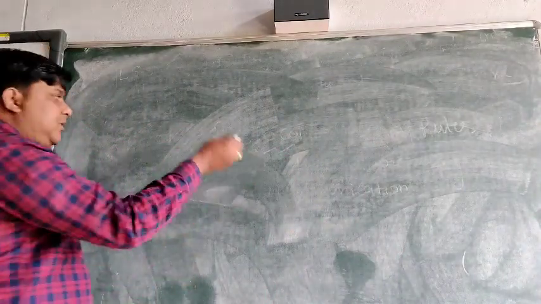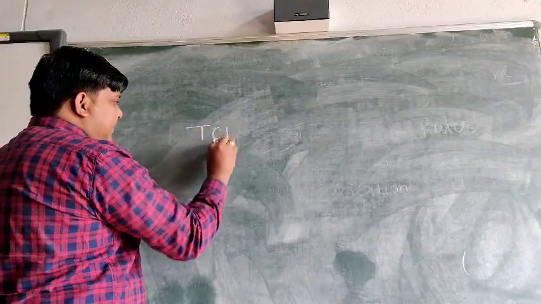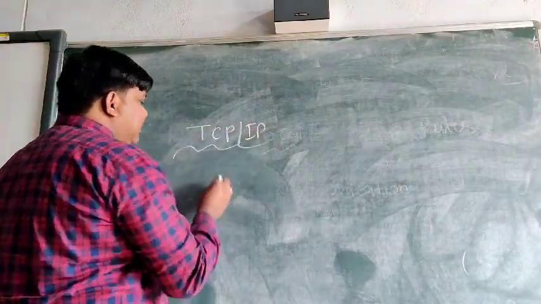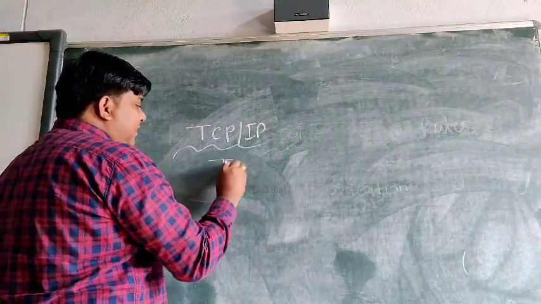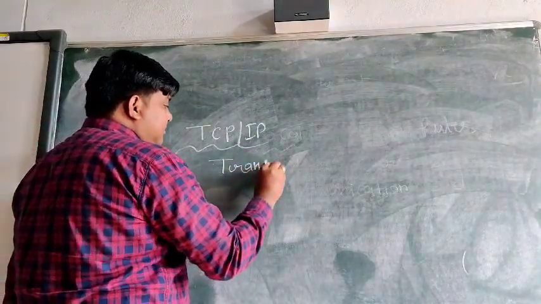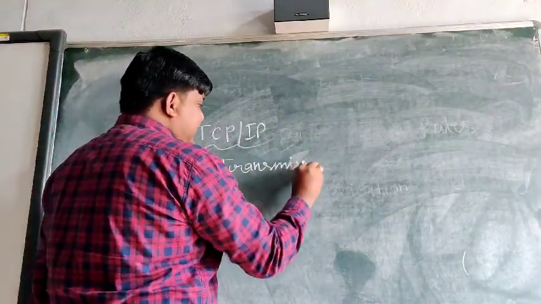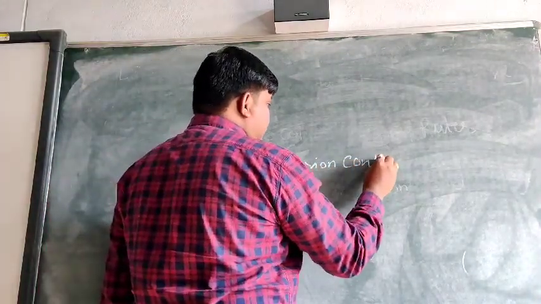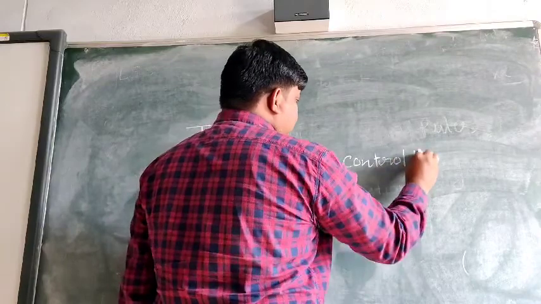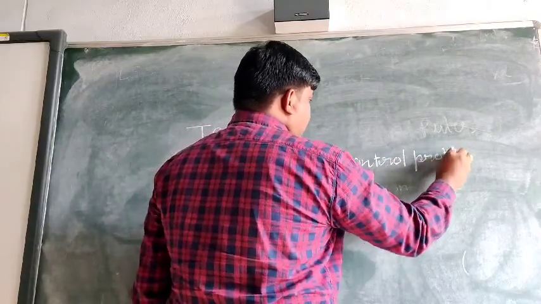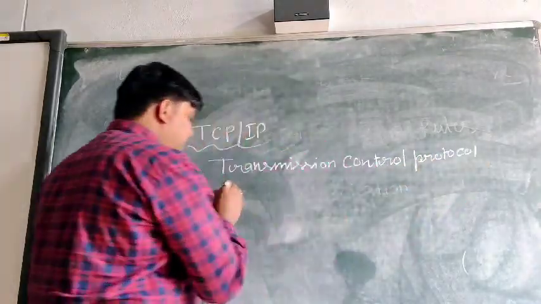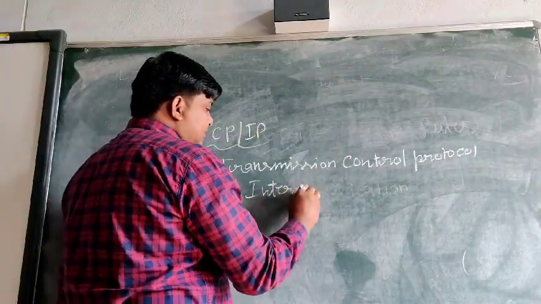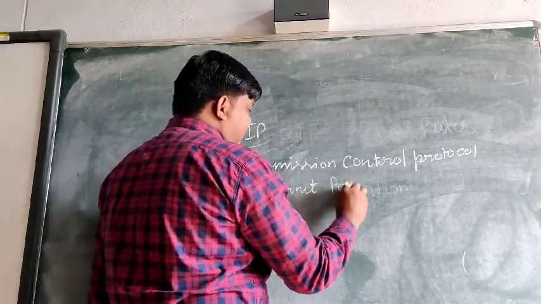So now we have the first protocol, whose name is TCP/IP. What is the full form of TCP/IP? It is Transmission Control Protocol slash Internet Protocol.